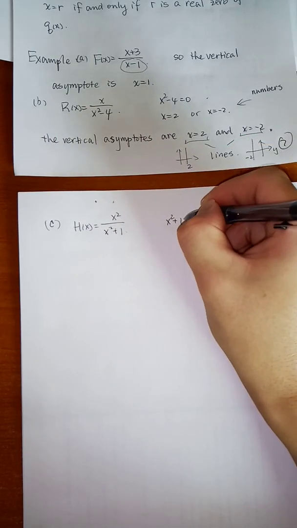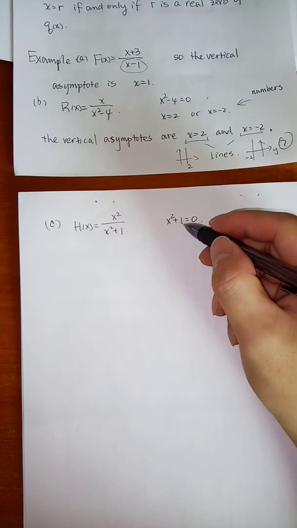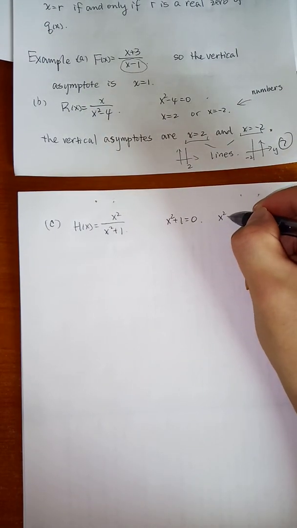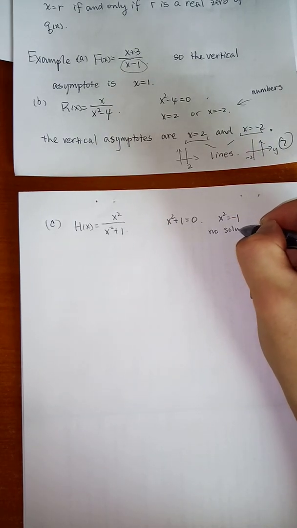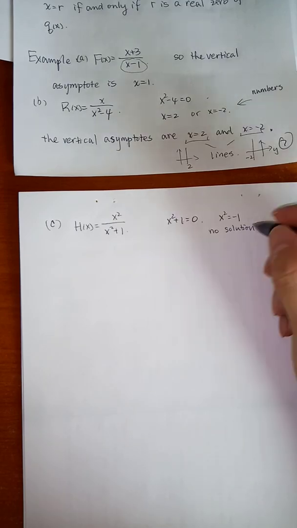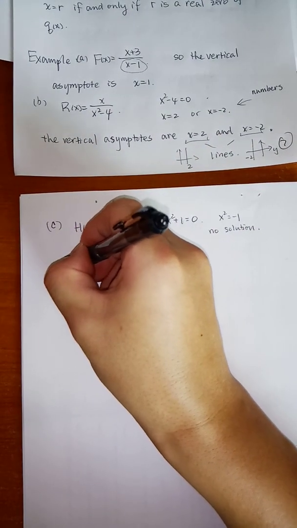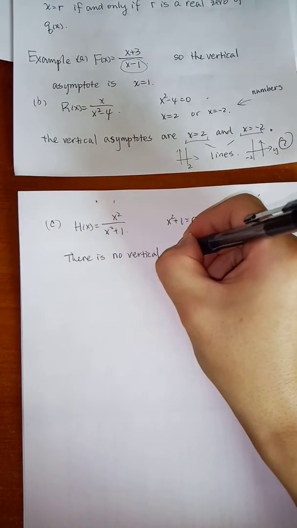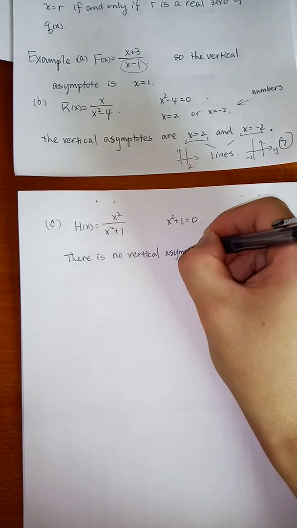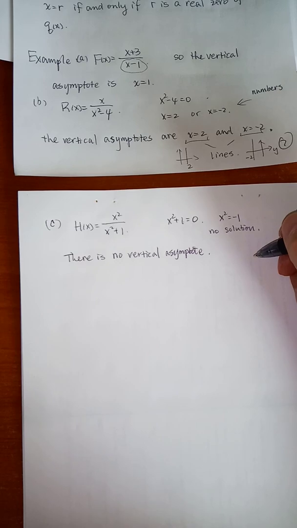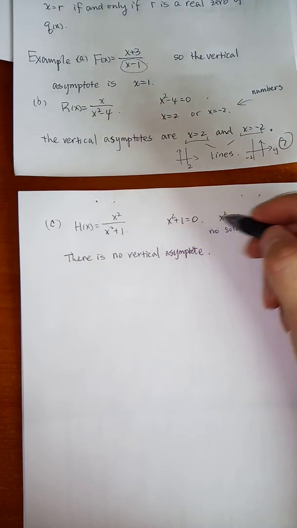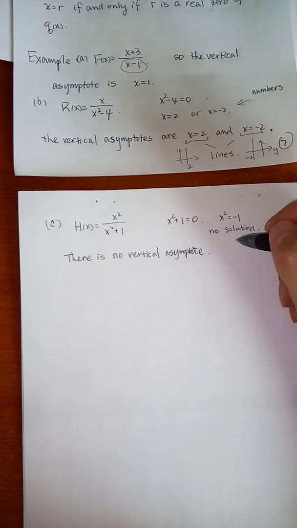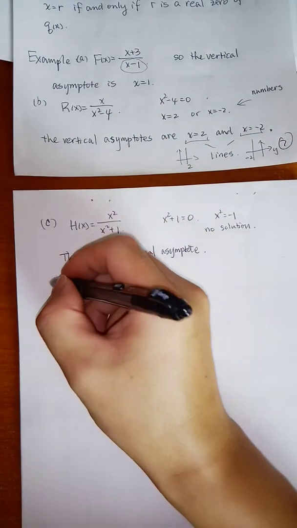Let's solve the equation denominator equal to 0. X squared plus 1 is 0. X squared is negative 1. No solution. Again, this denominator equal to 0 has no solution. Then we say there's no vertical asymptote. So once you solve for the denominator equal to 0, you don't find any real solution, then you say this rational function has no vertical asymptote.